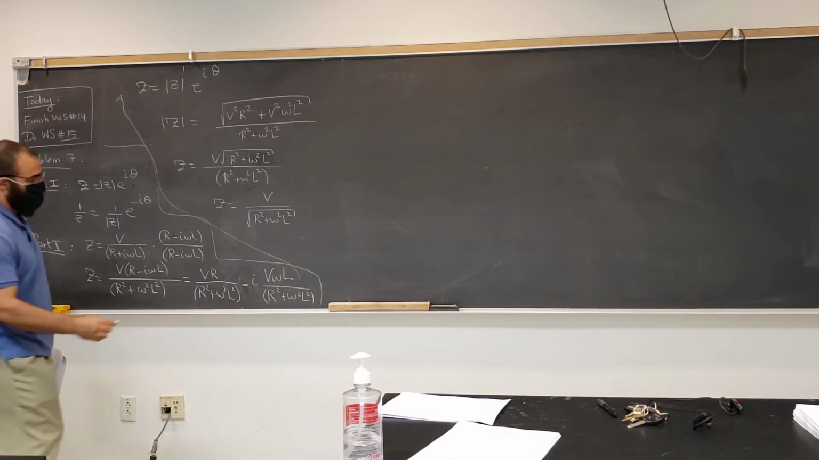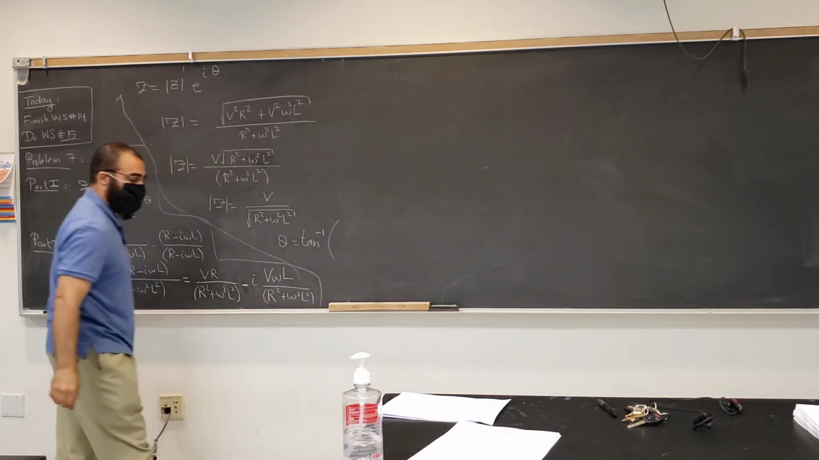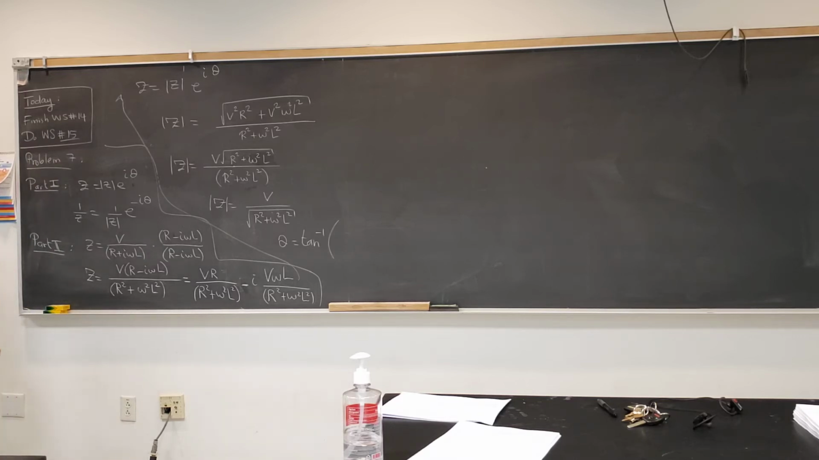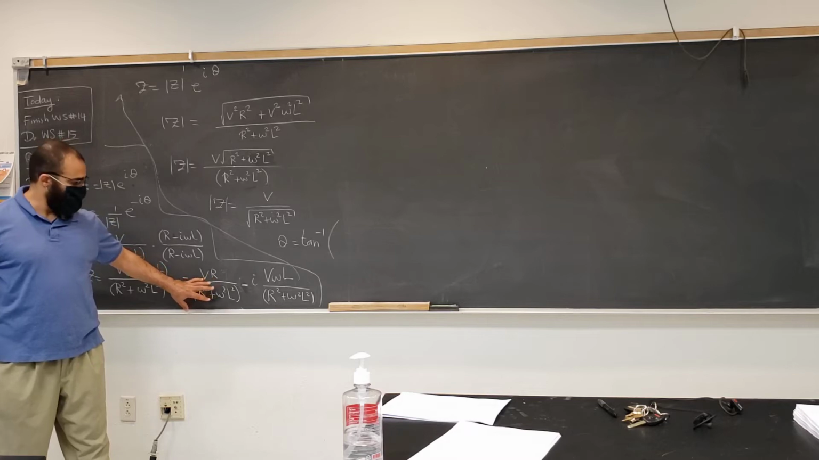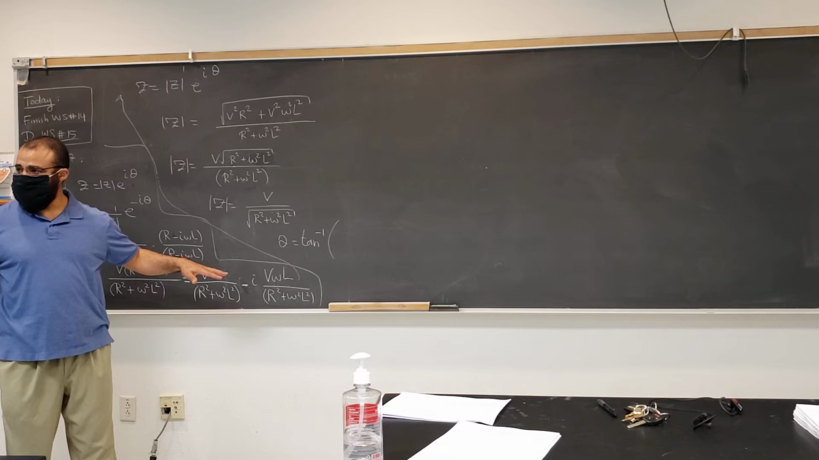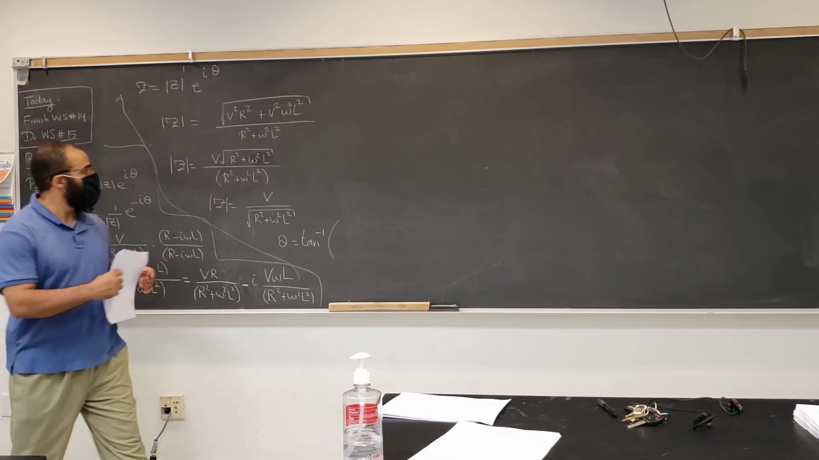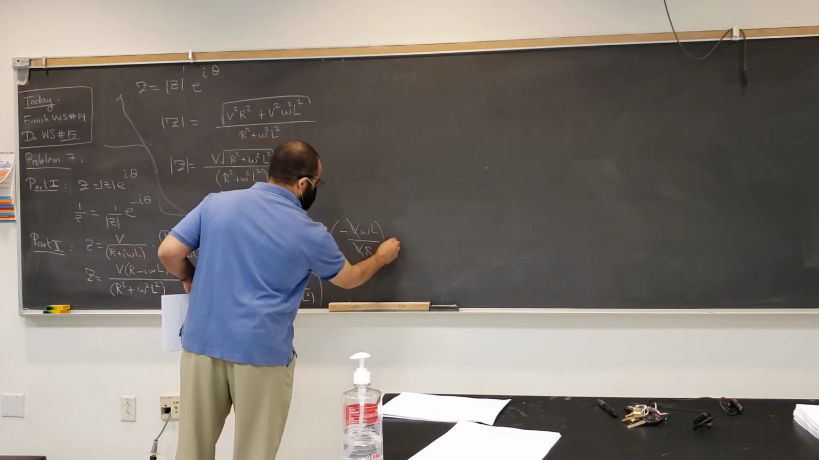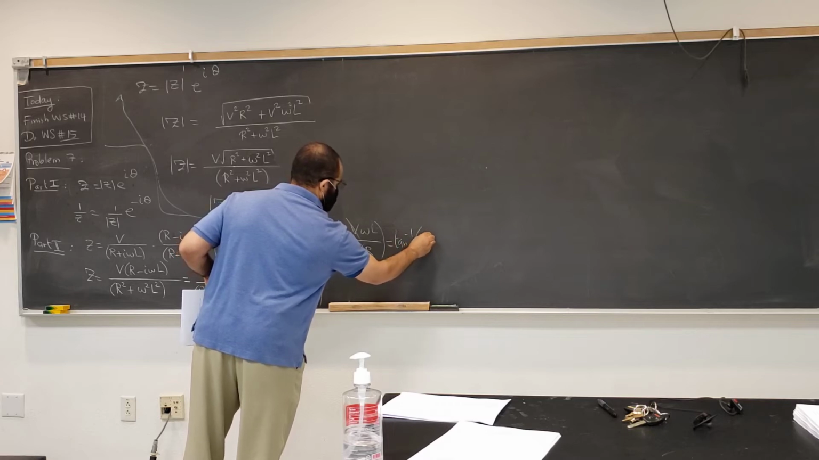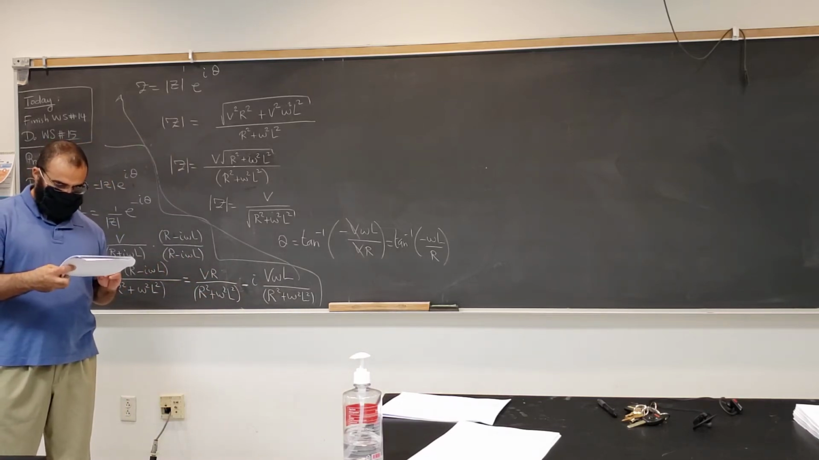And of course the angle theta is tangent inverse of what? This over this, right? The y part over the x part. The imaginary part over the real part. So when you divide them, both of them have the same denominator, so the denominators cancel. So you end up with negative v omega L divided by v r. But you can cancel v. So you just end up with tangent inverse of minus omega L divided by R. Okay.